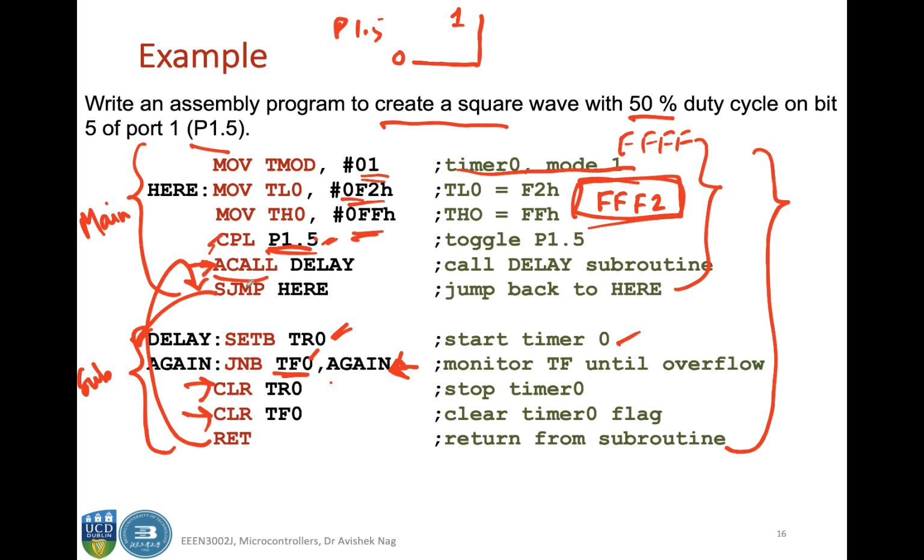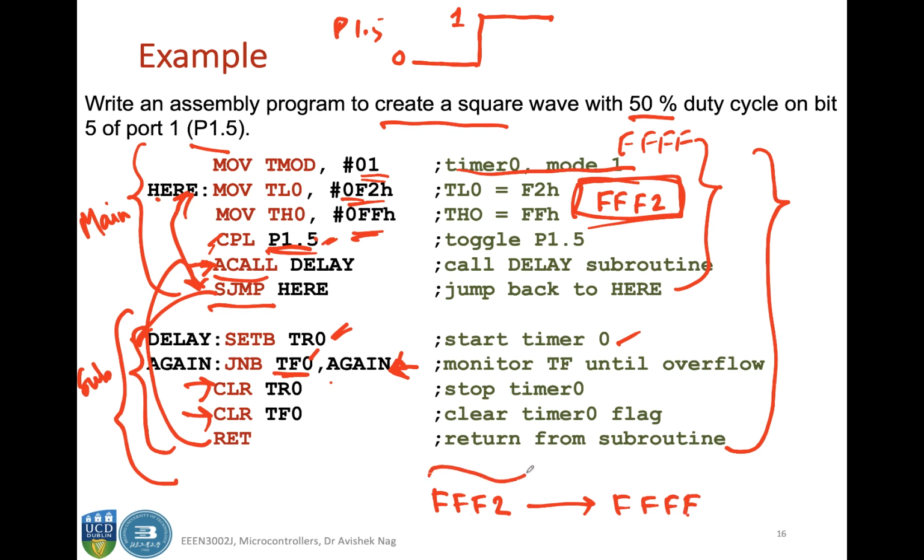And when you return back here, it says that you have to jump to this line, where you are reloading the timer again, and then you do the same operation again. So your P1.5 reached 1 and it stayed at 1 until the entire period of this delay subroutine, and this delay subroutine operates for the entire time it takes timer 0 to count from this to this.